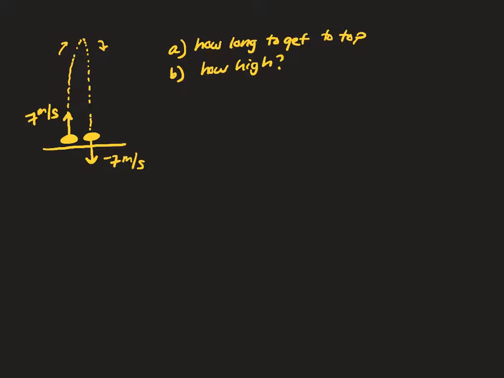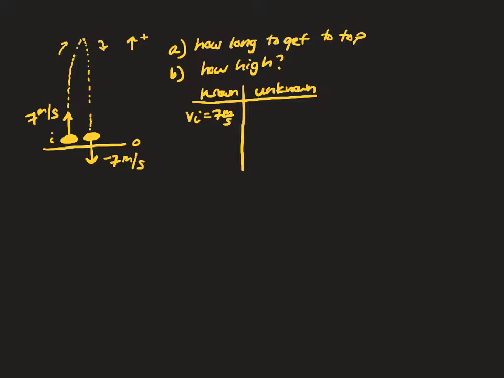The first thing you have to do is define a coordinate system, and I always recommend for gravity problems calling up positive and calling the ground height equals 0. Okay, so now we do our knowns and our unknowns. We know that our V initial is 7 meters per second.